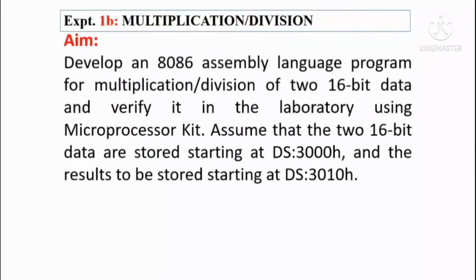Experiment 1B, multiplication and division. The aim of the experiment is to develop an 8086 assembly language program for multiplication and division of two 16-bit data and verify it in the laboratory using microprocessor kit. We assume that the two 16-bit data are stored starting at 3000H and the results are to be stored starting at 3010H.